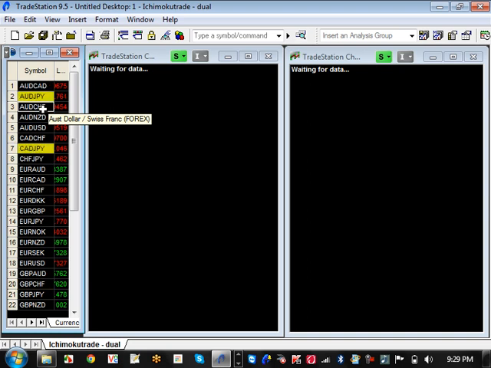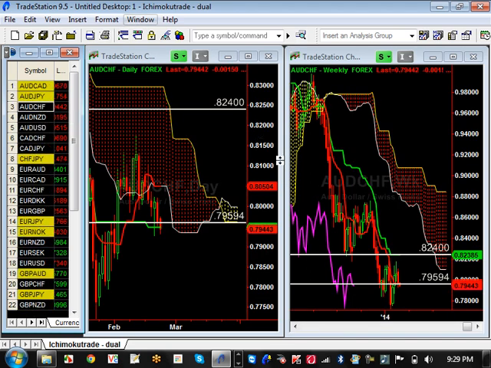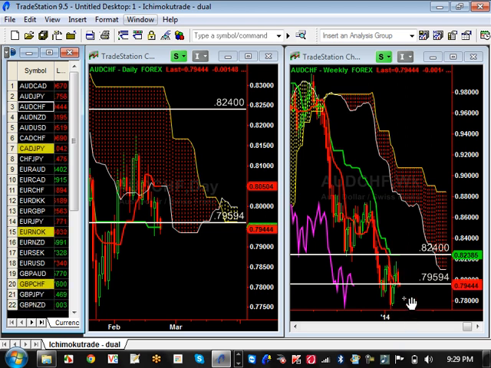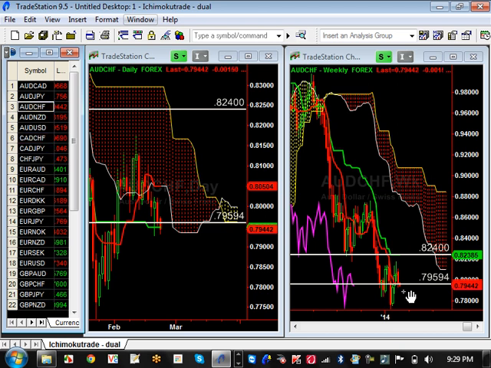Australian Swissy. Wait for the charts to load. Australian Swissy, you can see a nice little bearish trend here. Did a pullback in here. It's right at the minor support level of 79.59. If it breaks 79.59, this is going to definitely retest the low down here. Major resistance is going to be 82.40 on this one.